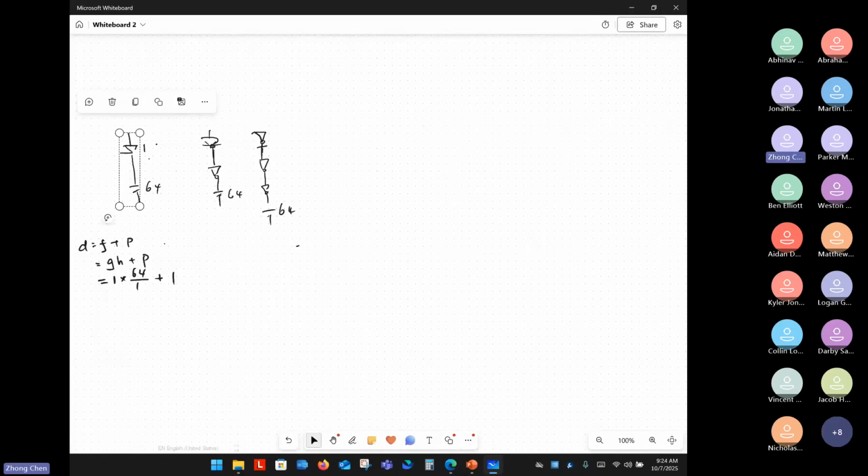Okay, I think it's better as I redraw that a little bit. So for this one, the total delay time is 64, right? That is pretty straightforward for the single stage.